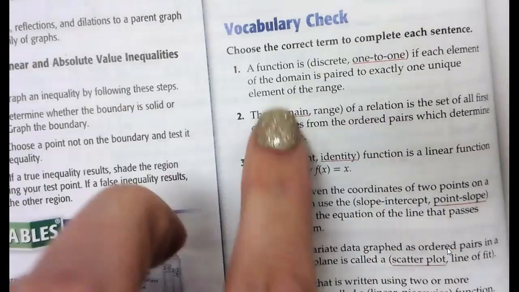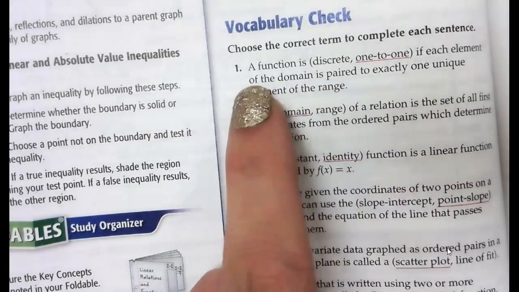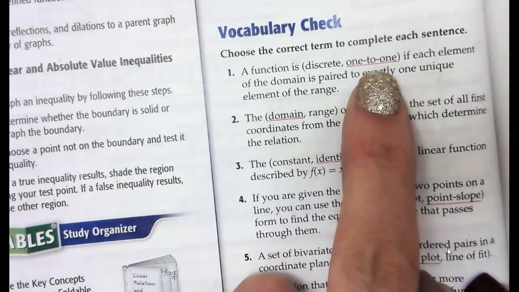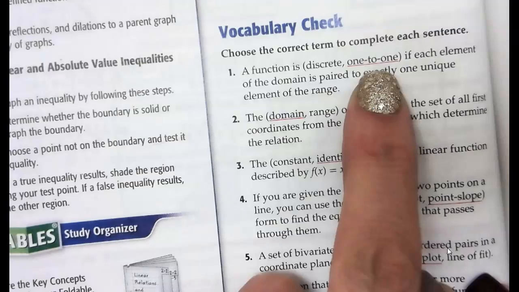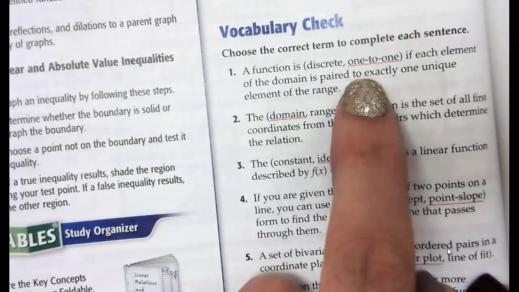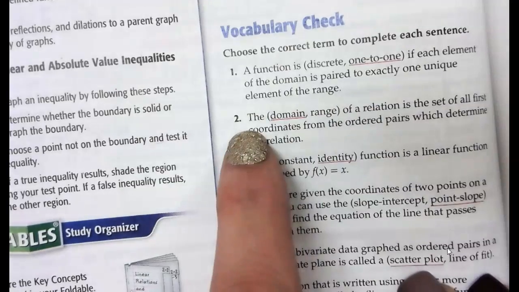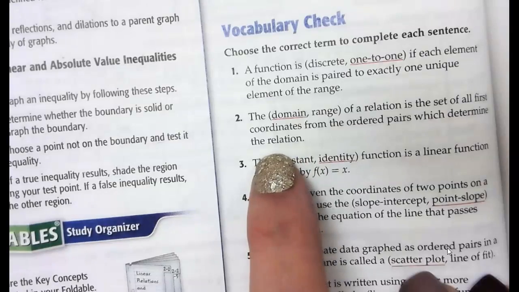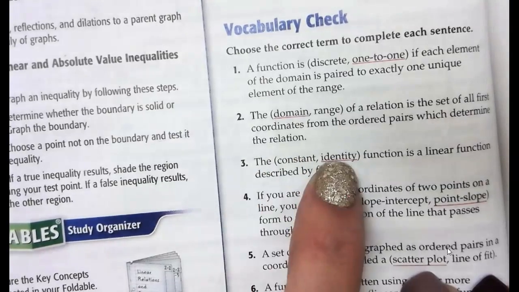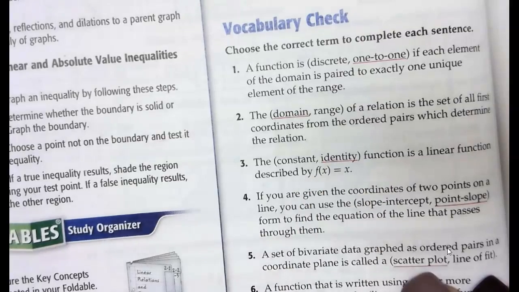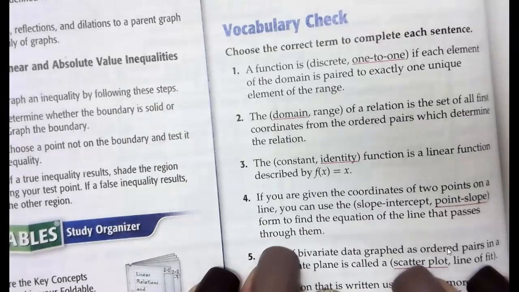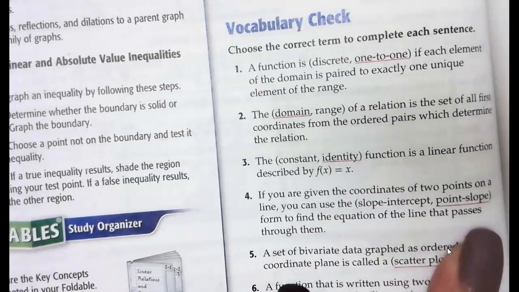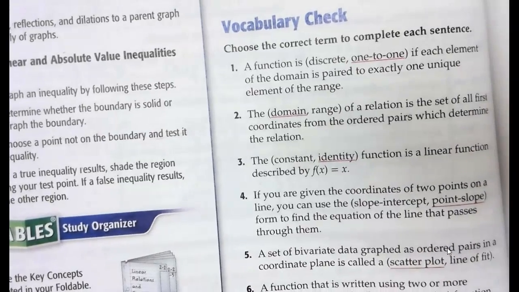All right, so 1 through 6 was choose the correct term. In number 1, it was 1-to-1. A function is 1-to-1 if each element of the domain is paired to exactly one element of the range. 2, the domain of a relation is the set of all first coordinates. 3, the identity function is a linear function described by f of x equals x. 4, you should have had point slope.